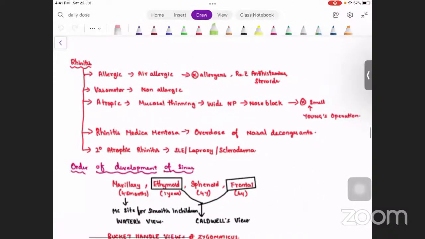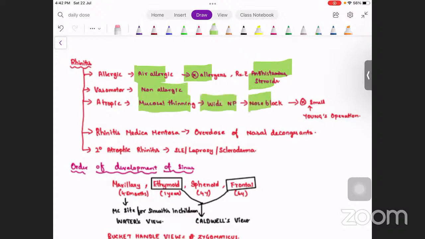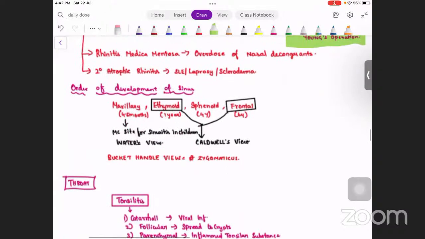Apart from that, you have rhinitis, and we have a variety of rhinitis. One is allergic rhinitis, where there is an allergy, and treatment is with antihistamines and steroids. Then you have vasomotor rhinitis, which is non-allergic. Atrophic rhinitis, where you may see mucosal thinning, wide nasal cavity, nose block, and absence of smell. The patient cannot feel smell in atrophic rhinitis. The operation we do for atrophic rhinitis is Young's operation.